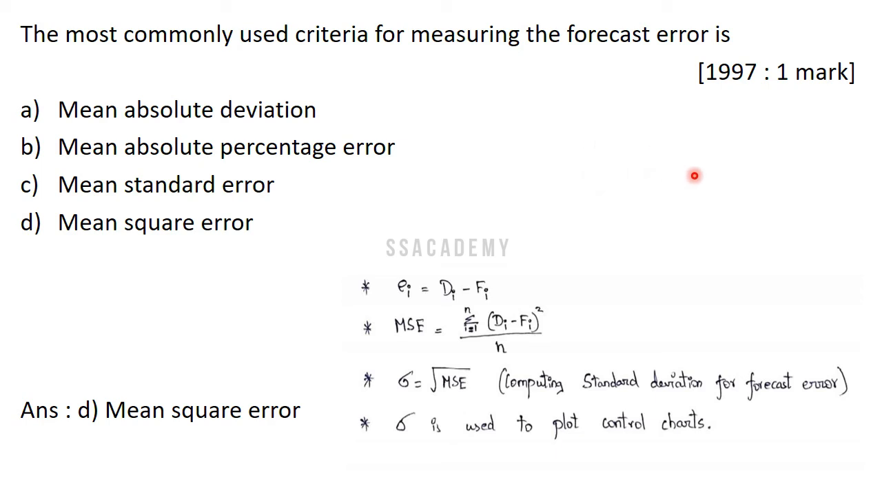That is, sometimes it will be under forecast. That is, there may be demand 100, but our forecast would be 90. Sometimes it would be over forecast, that the demand would be 100 and we would be forecasting 120. Both lead to loss. So, by finding the standard deviation, we can plot a graph. This standard deviation can be found from MSE. This is the reason why it is the most commonly used criteria.